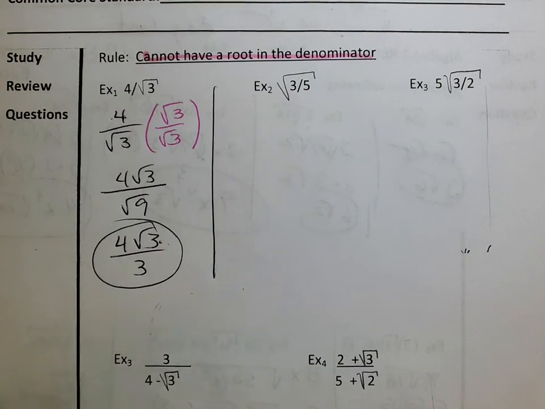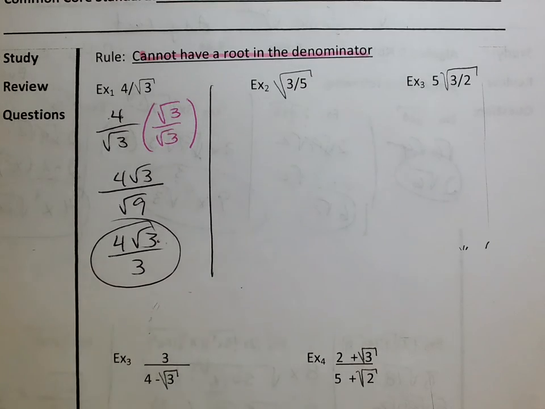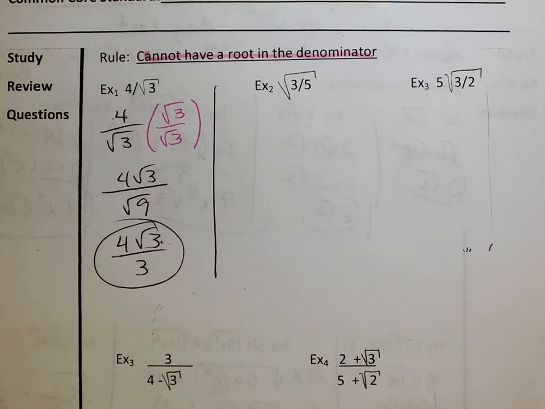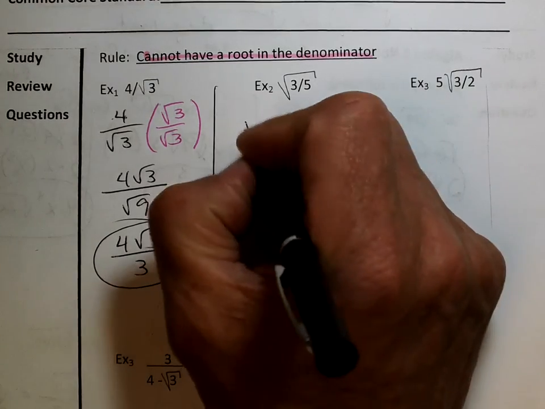Are you allowed a fractional exponent in the denominator, or can you just not have the symbol? Right, you can't. That's a great question. It would be the same problem. You still have a radical in the bottom, right? Like that. Yeah.